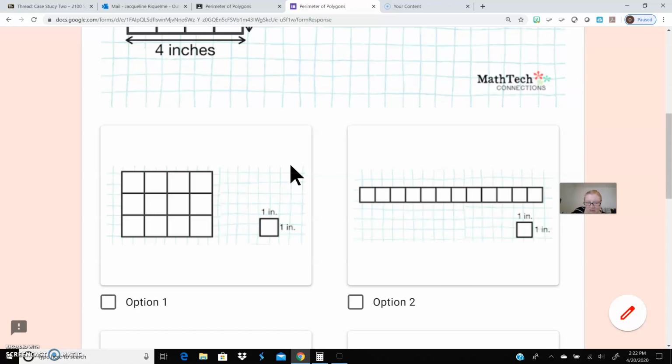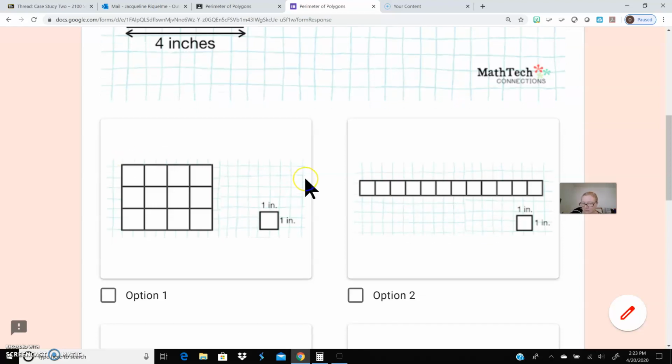Let's look at option number 1. This one is going to be 1, 2, 3, 4. So I've got 4 on the bottom. I'm just going to write stuff down as I work on my board here. So I've got 4 plus, I know the top is going to be 4, so that's 4 plus 4. And on the sides, I've got 1, 2, 3. This side would be 1, 2, 3. So I've got 4 plus 4 plus 3 plus 3. So I've got 8 plus 6. This is 14, so it can't be 1.